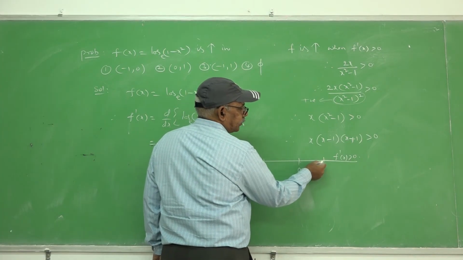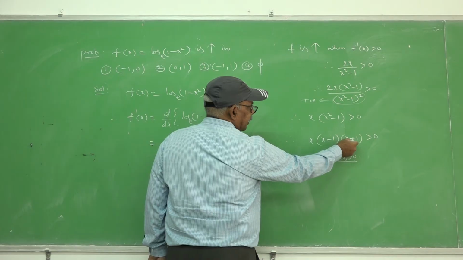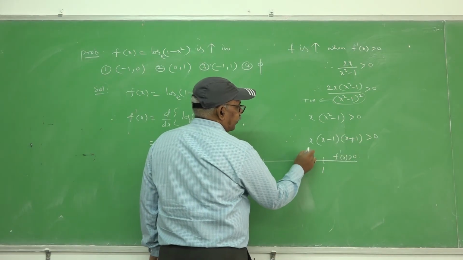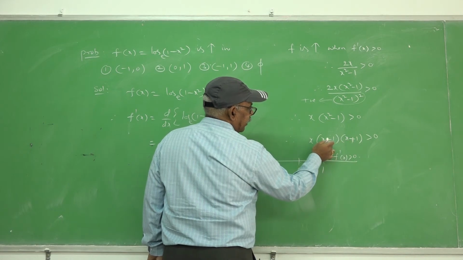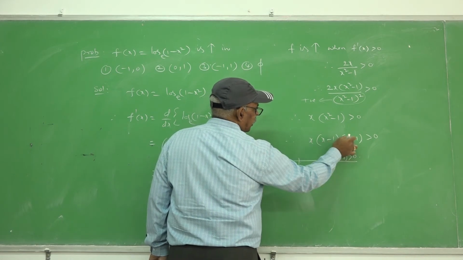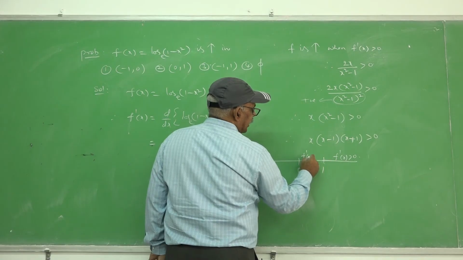x positive, x minus 1 negative, x plus 1 positive. So 1 is positive, this is positive, this is negative. So positive, negative, positive, so negative. f dash x is negative.